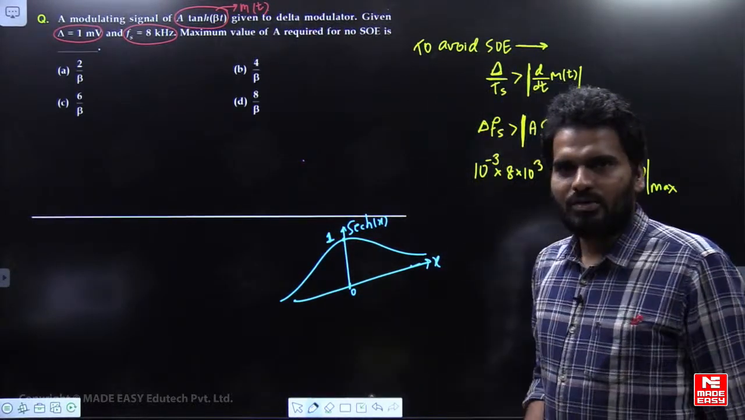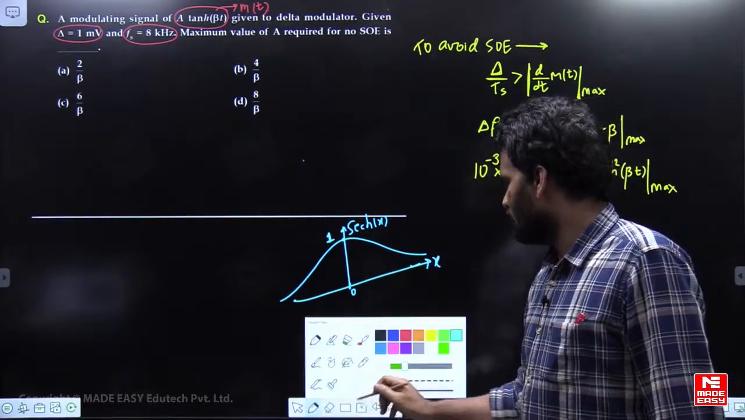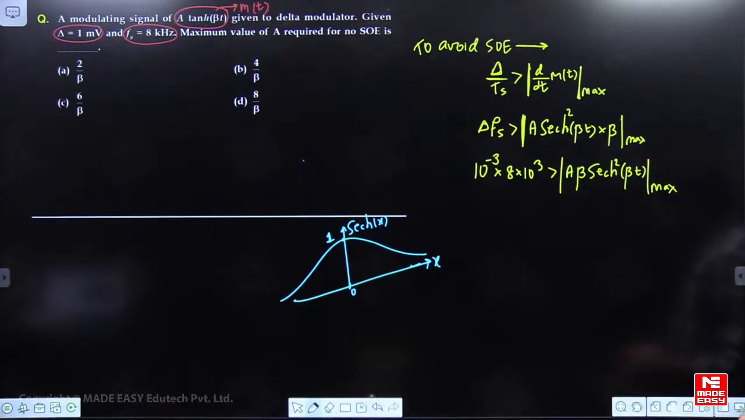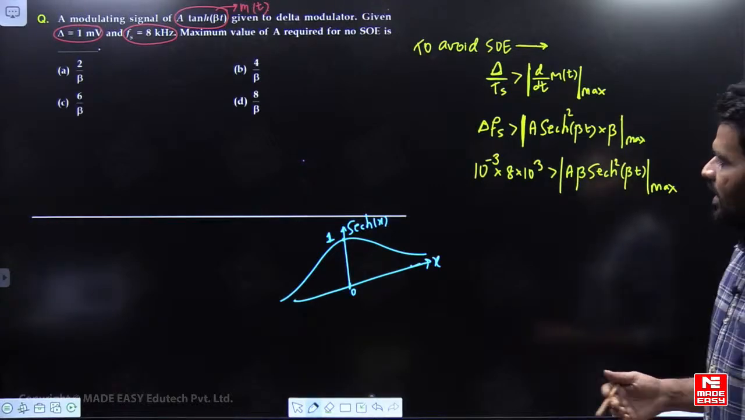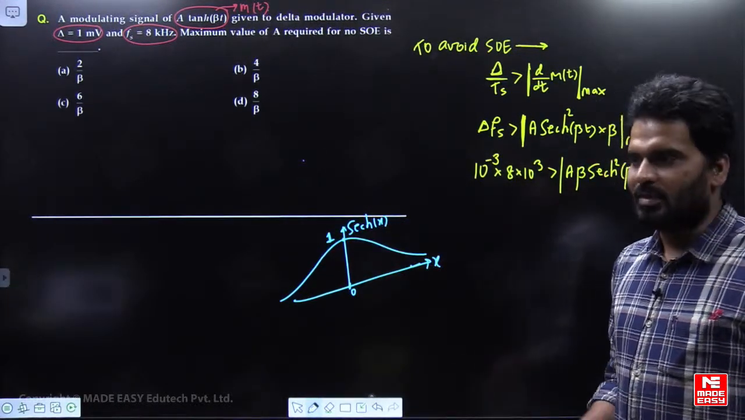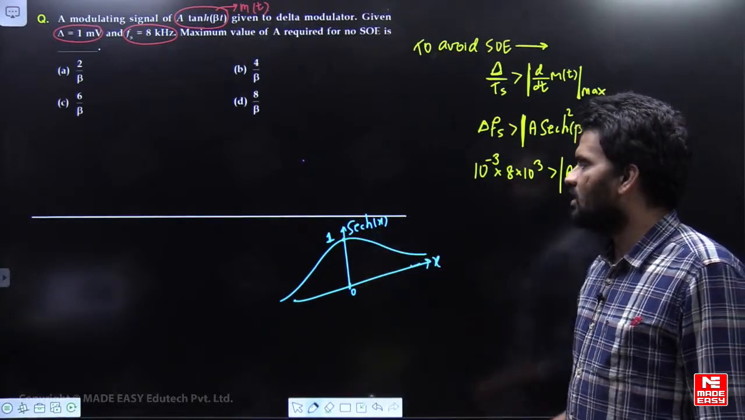So what are the values possible for sech(x)? Sech(x) takes values between 0 and 1 only. And the maximum value possible for the sech function will be 1 only, where at the origin we expect the maximum value.